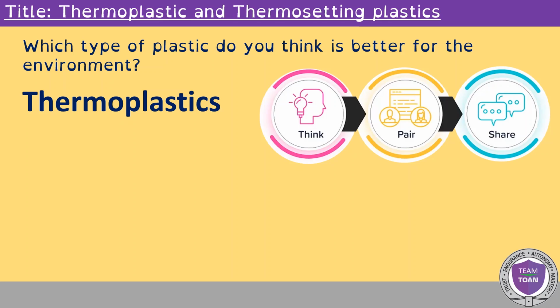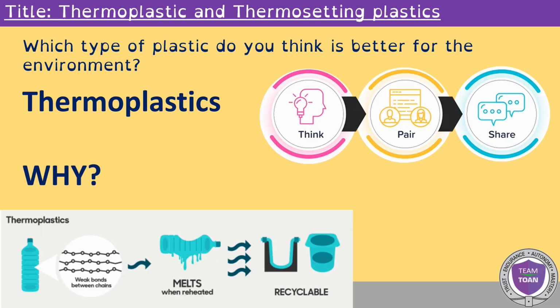Okay, so which type of plastic do you think is better for the environment? Well, it is thermoplastics. Why? Because they're recyclable. This is because of the weak bonds between the chains.